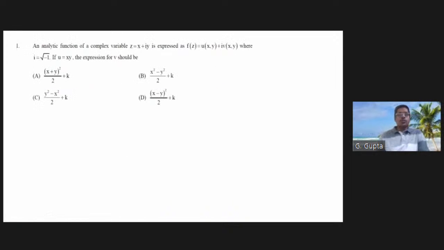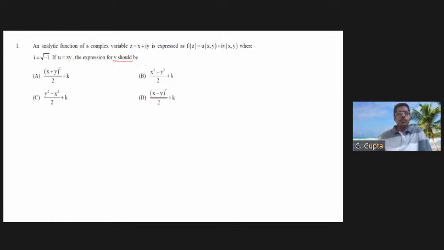Let us do 1 or 2 examples. This is a GATE question. An analytic function of a complex variable z is equal to x plus iy is expressed as f of z is equal to u of x comma y plus i times v of x comma y, where i is equal to root minus 1. If u is equal to xy, that is the real part given, the expression for v should be, that means we are going to find the v value, 4 options given.